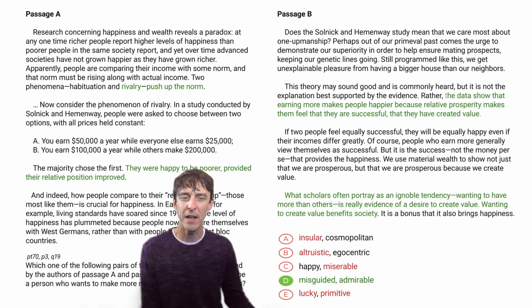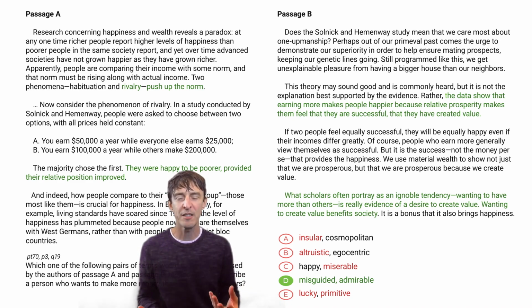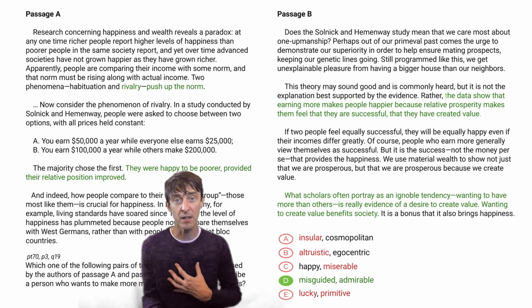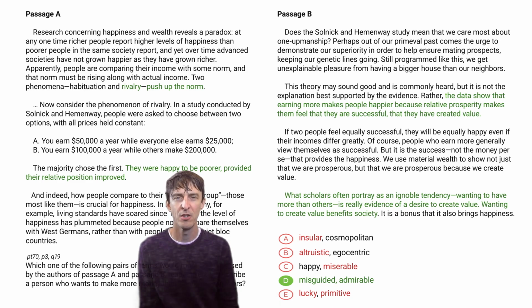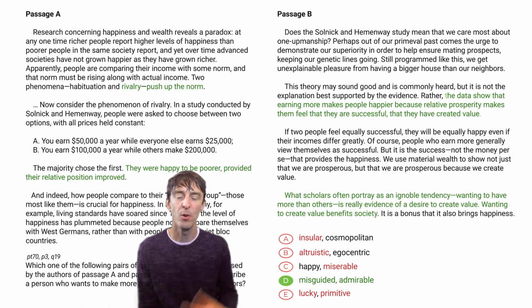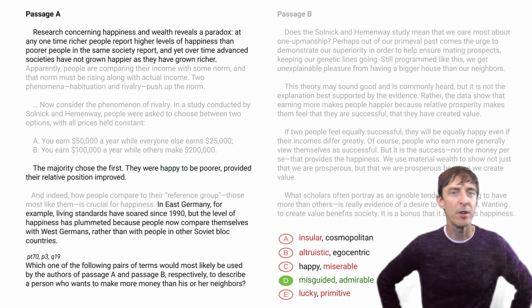Can we really say from passage A that she thinks that people are misguided for wanting to make more money than their neighbors? Passage B I feel pretty good about because admirable, yes, like passage B was saying, we just want to know we're creating value. That's a great thing that benefits society. She's saying it's not ignoble, it's noble, it's admirable. So ultimately D is the correct answer. The support for misguided is pretty rough.